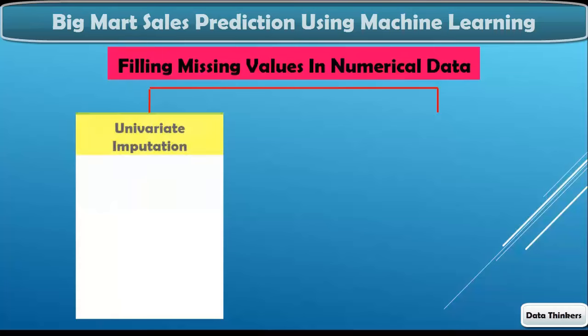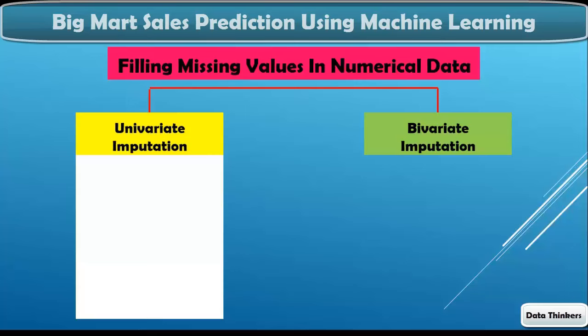First, univariate imputation, and second, bivariate or multivariate imputation. So what is univariate imputation? Univariate imputation involves filling missing values using only information from the column with the missing data. So we will fill the missing values using the available values in that particular column only, in our case the item_weight column, without considering other columns for this purpose.